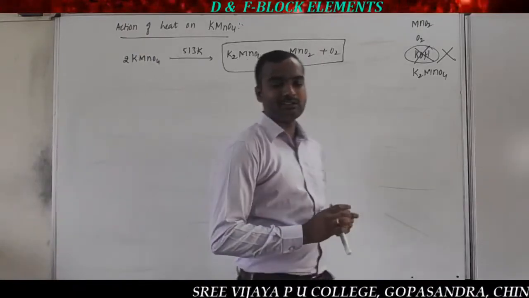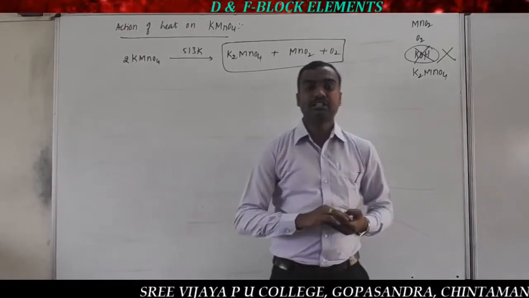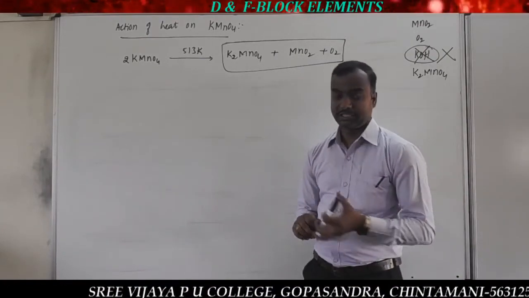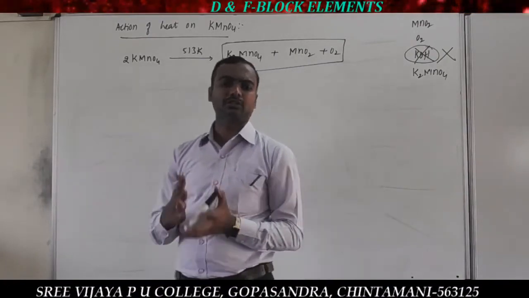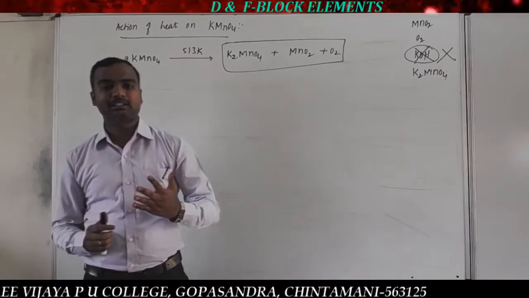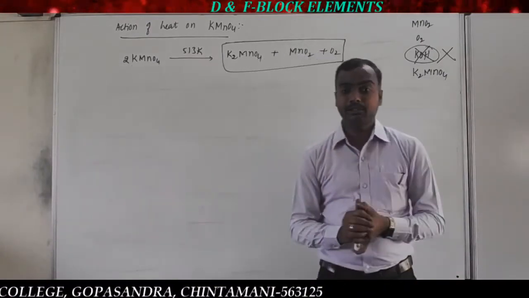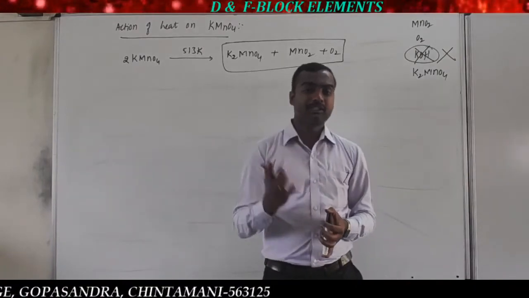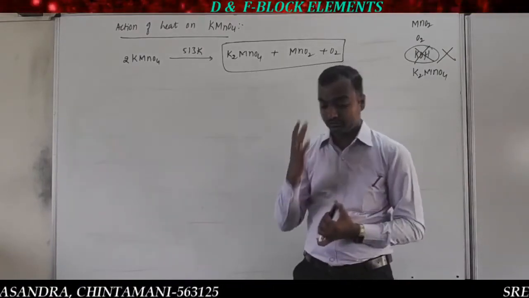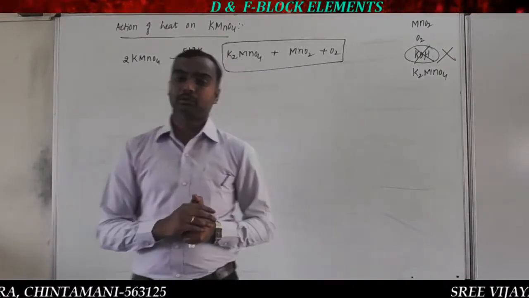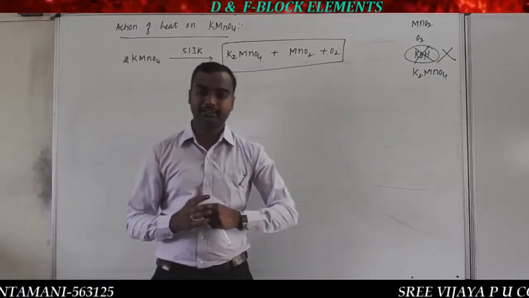In the next class I am going to discuss the oxidizing properties of potassium permanganate. Just like the oxidation property of potassium dichromate, we will see how potassium permanganate oxidizes the same species. Potassium permanganate acts as an oxidizing agent in all three mediums: acidic medium, alkaline medium and neutral medium. Those are all discussed in the next class. Thank you.